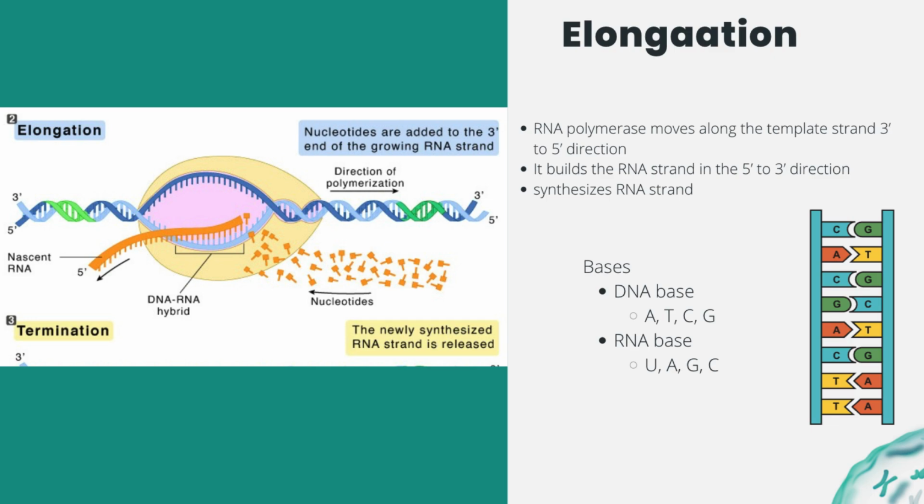The next stage is elongation. In elongation, the RNA polymerase moves along the template strand from a 3' to 5' direction. It starts to build and synthesize the RNA strand in the 5' to 3' direction, and you can see in the image on the left how this works. You can see the nucleotides start to come, and it's still unwinding the double helix.